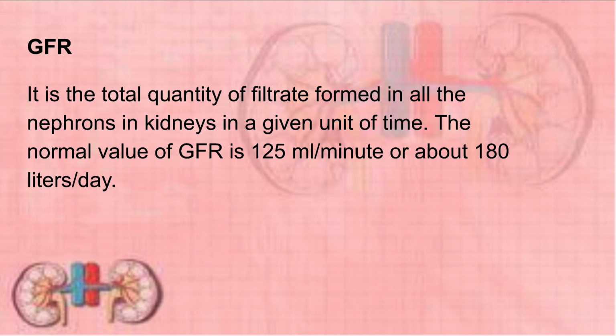Glomerular filtration rate. It is the total quantity of filtrate formed in all the nephrons in the kidneys in a given unit of time. The normal value of GFR is 125 milliliters per minute or about 180 liters per day.